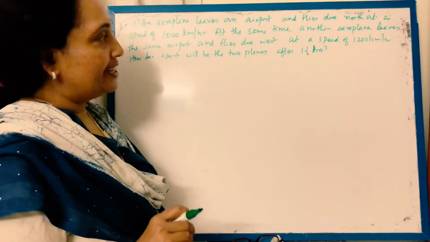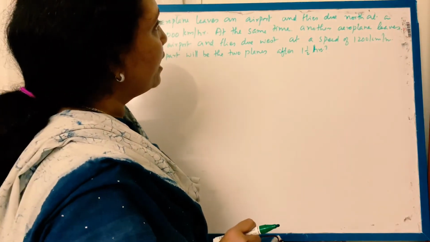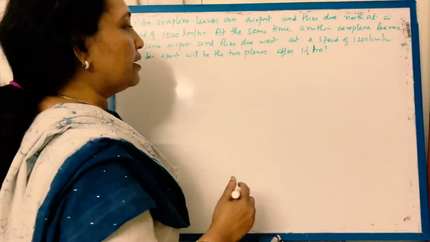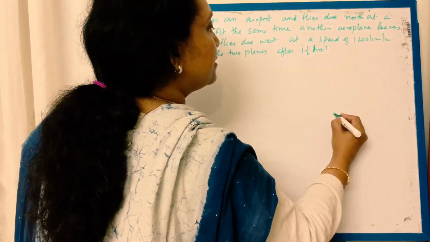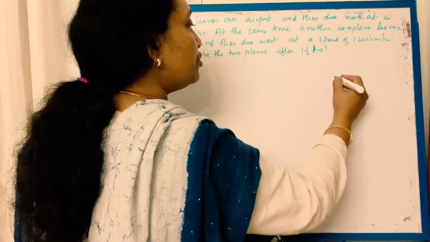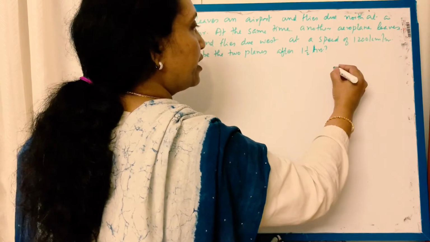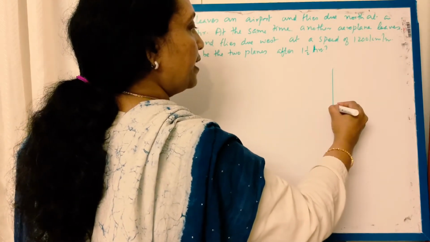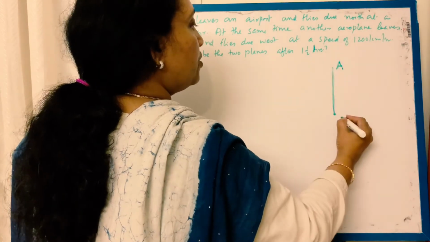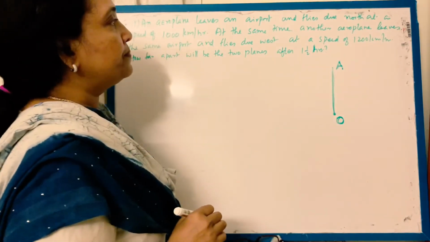Question number 11. An aeroplane leaves an airport and flies due north at a speed of 1000 km per hour. Okay, let this be the airport. An aeroplane leaves an airport and flies due north. North means this direction. Let A be this aeroplane and O is the airport.